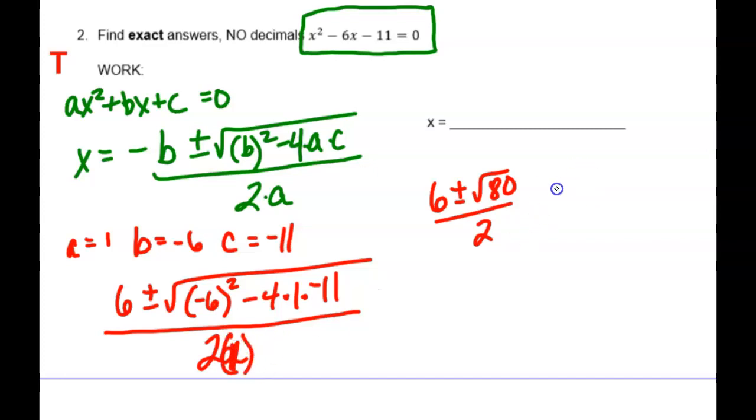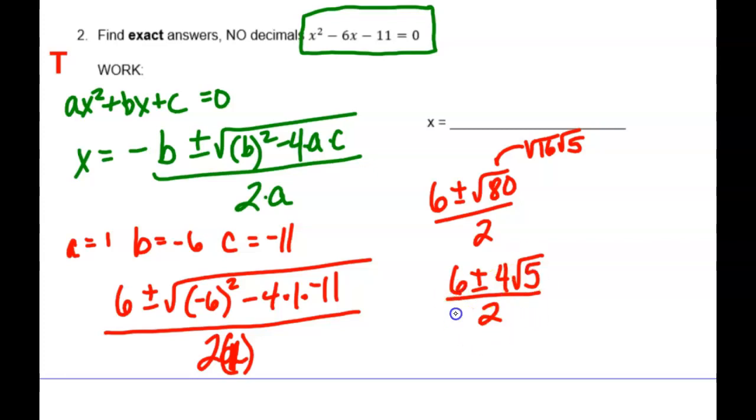2 times 1. And then 80 is the square root of 16 times the square root of 5. So you end up with 6 plus or minus, what's the square root of 16, guys? 4 square roots of 5 over 2.